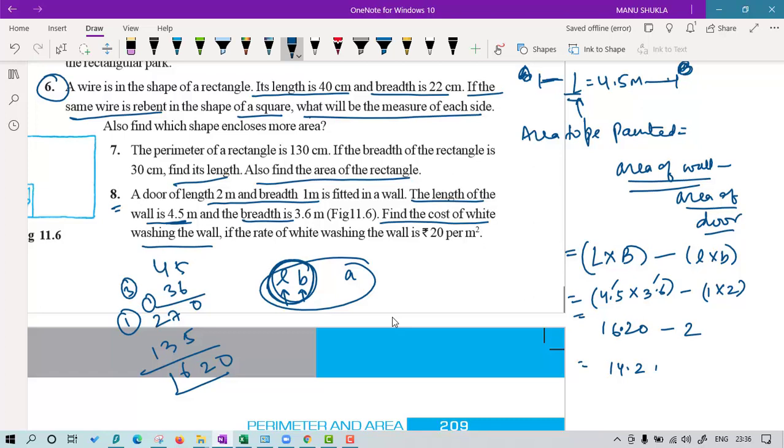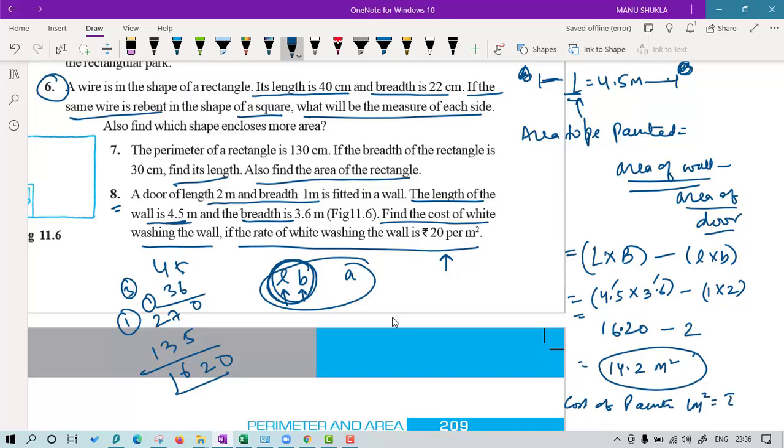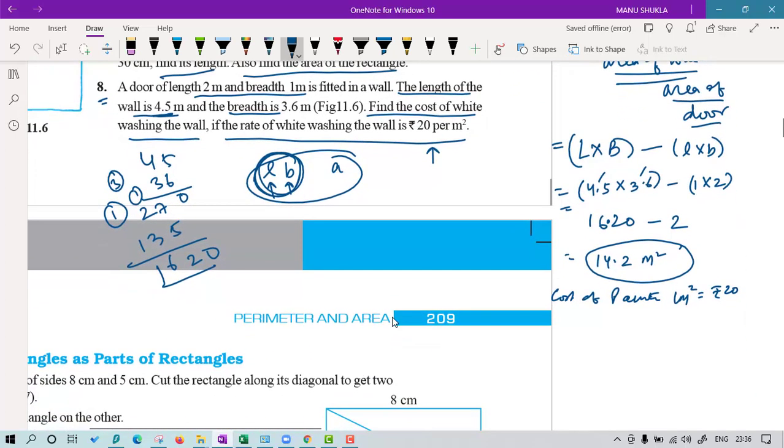Now the cost of painting 1 meter square, because it is rupees 20 per meter square, we can say cost of painting 1 meter square equal to rupees 20. Therefore cost of painting 14.2 meter square will be given by rupees 20 into 14.2. So 2 2s are 4, 2 4s are 8, 2 1s are 2, and 1 0 for this, 284, and decimal is there, so we'll put it over here. This 0 will be neglected now, and the answer will be rupees 284, and that is the answer.